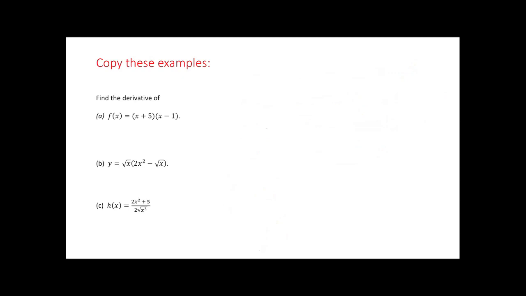Looking at our final example, this time we've got an x in our denominator. Remember, we can't have that, that wouldn't be differentiable. So for example C, this time we've got the function h of x. Now think back to your algebraic fraction work from National 5. Before you got to this step here, you would have had a step before that written as 2 separate fractions. So this can be written as 2x squared over 2 root x cubed plus 5 over 2 root x cubed. So write that out as 2 separate parts before you start trying to simplify it.